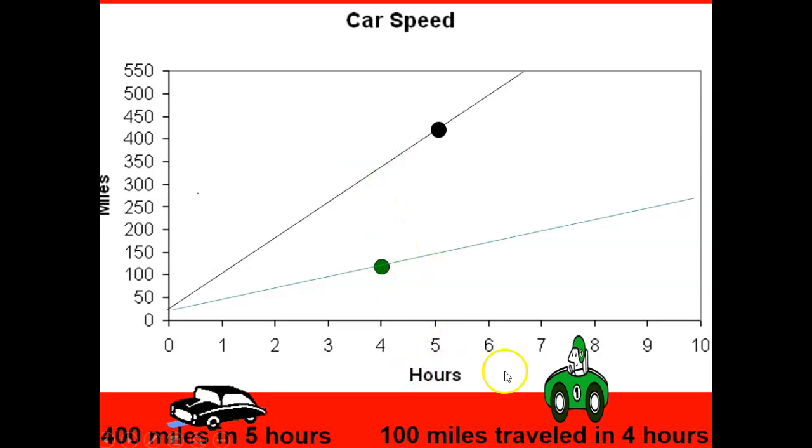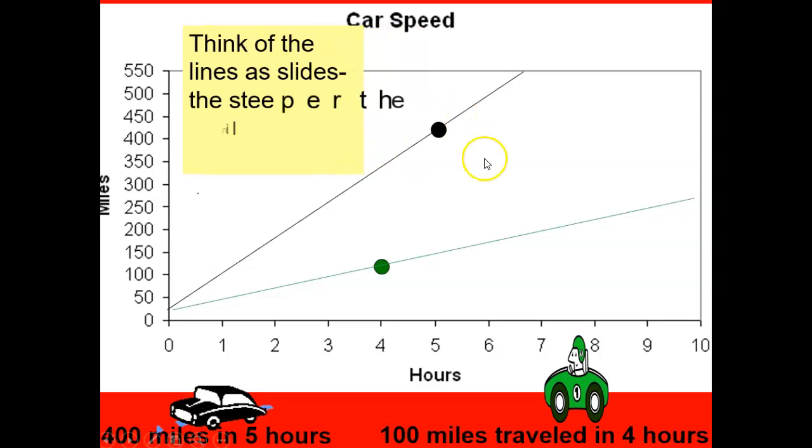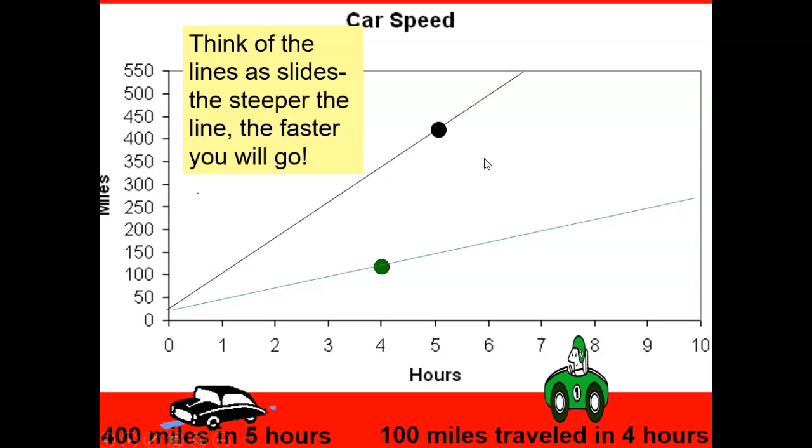Something I love to do, and I'm not sure it's going to let me do it with this presentation the way it is here, is think of the lines as a slide. If I was at a park and I sat down at this black dot and slid down, this would be a pretty fast slide. And this black car is going at a pretty fast speed. Now compared, if I sit on this green dot, that's a pretty slow slide. So out of these two cars, I can tell by the graph that because this slide is steeper or more vertical, more up, the black car is going faster than the green car.